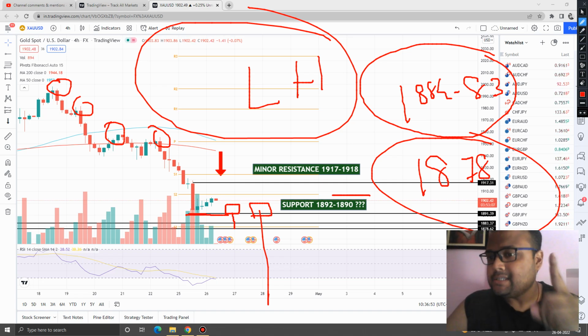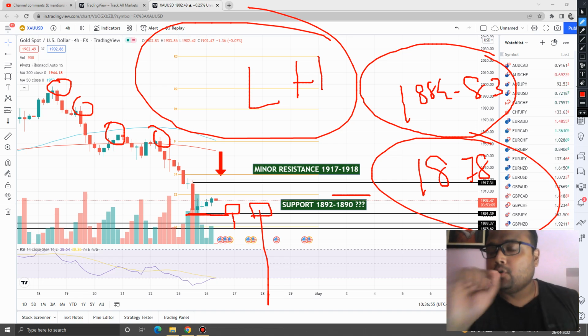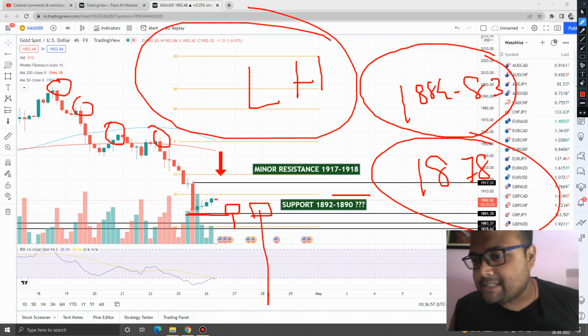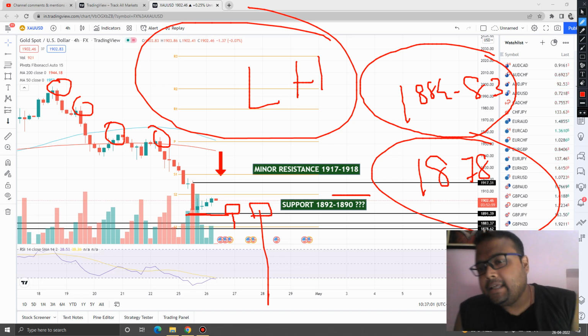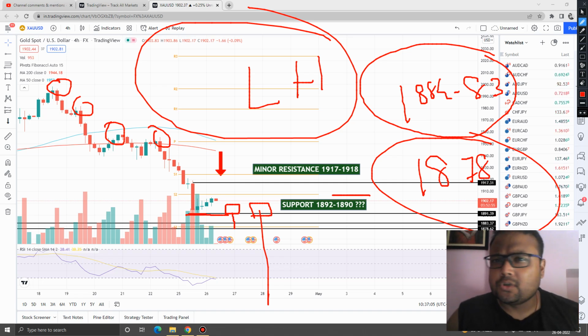If the market bounces this time, we can go for a buy. No buy limit. You cannot place a buy limit this time because things are quite risky. Secondly, if the market breaks it, then 1884, 1883. This is also a more or less good support level, and then we have 1878. These are the three support levels for the day.